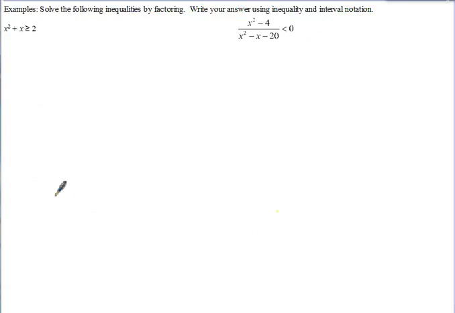Okay. So first, what is an inequality? Well, an inequality is when it's not just equal to, it's either greater than or less than or equal to, or greater than or equal to. So you can see this one is greater than or equal to, this one is less than. All right, and we want to be comfortable using 2 different types of notation. So we're going to write our answers on these problems in 2 different ways. One using inequality notation, and the other one using interval notation.